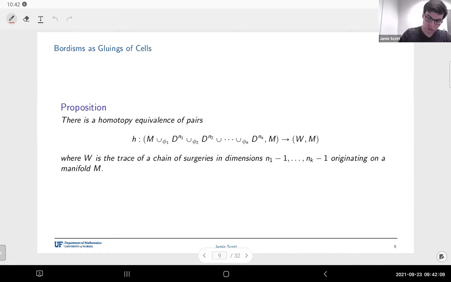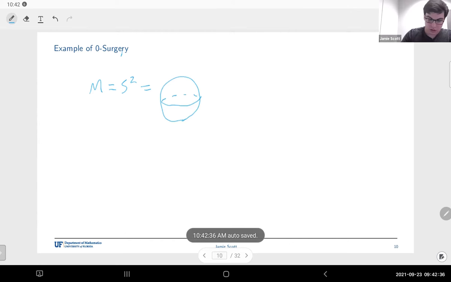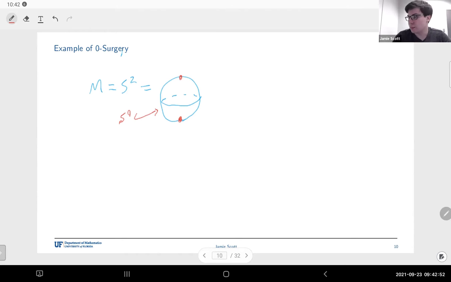So let me give some examples of surgery. First I'm going to give an example of a zero surgery. Let me change my color real quick. So we have M equal to a two sphere, something like this. Excuse me if my scrolling is not so great. Then we want to embed a zero sphere, which is just two points, right? So we'll do the poles like that. And we want to take a tubular neighborhood of this.